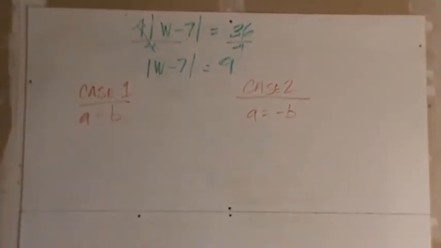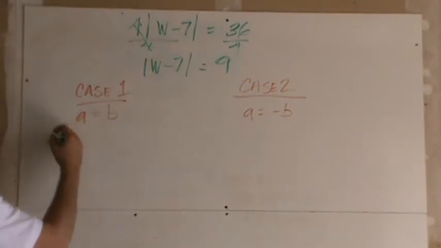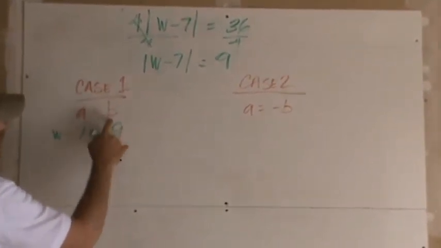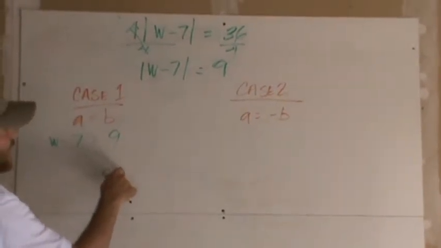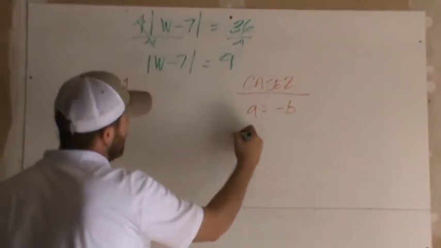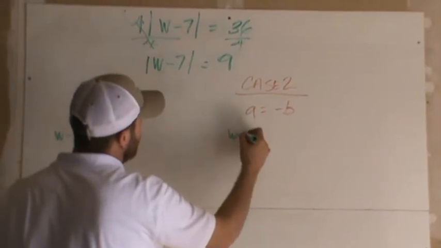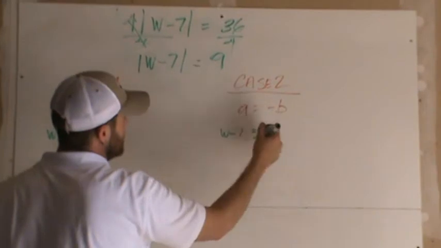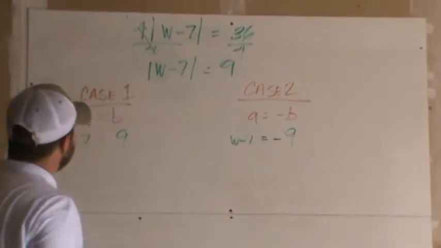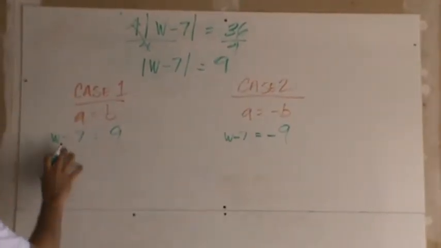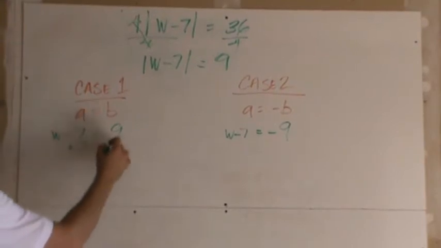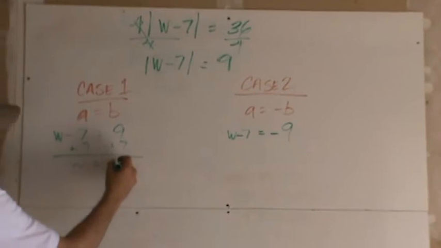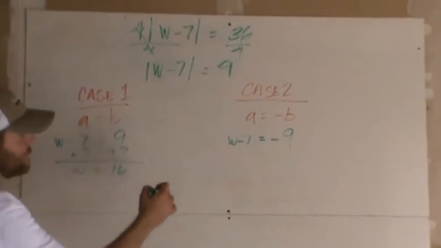In case 1, w minus 7 is our a, and that's going to equal a positive b, or in this case a positive 9. In case 2, again we're going to do w minus 7 for the a. And that's going to equal, notice there's a negative in front of whatever number should be there, so this will be a negative 9. Again, we're going to solve for w, so we'll say plus 7 plus 7 should leave us with w equals 9 plus 7, which is 16.